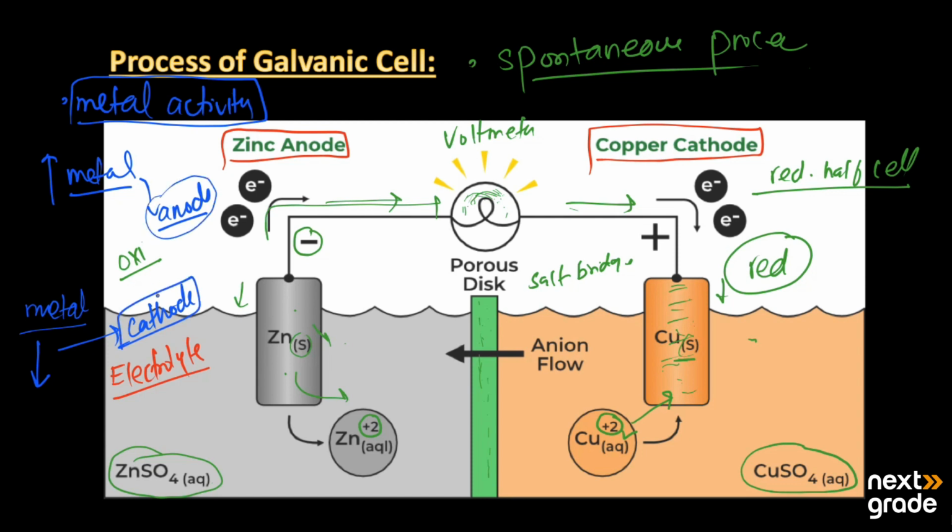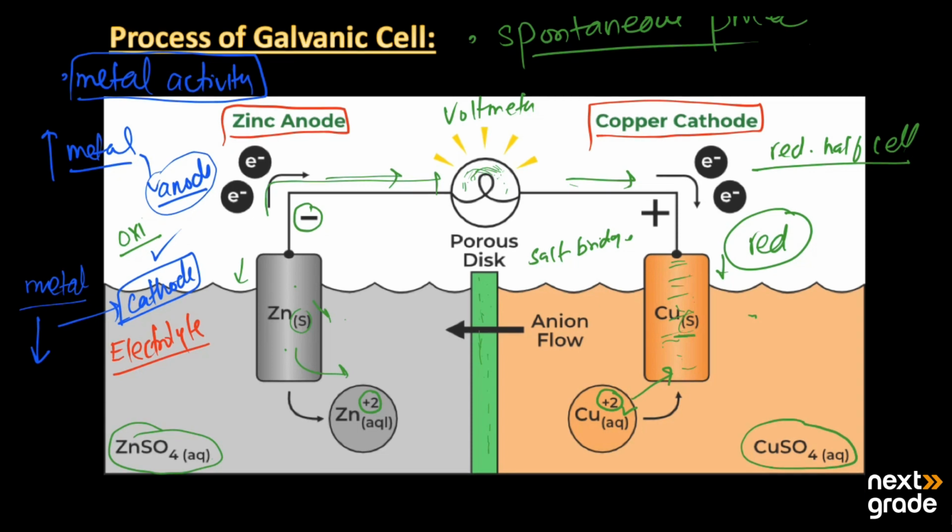So anode and cathode are both present in the galvanic cell, but the difference is very simple, which is the positive and the negative charges. So this is the simple process in the galvanic cell.